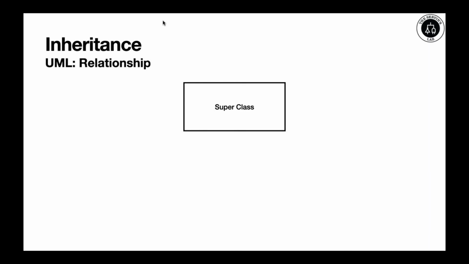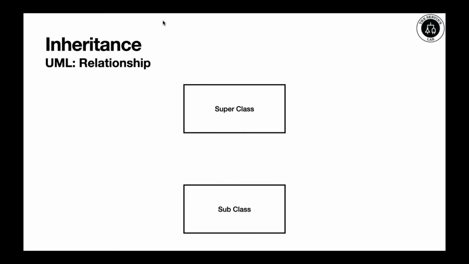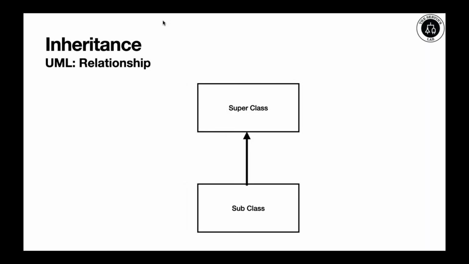As you probably remember, for the relationship that we have in inheritance, we must have a superclass and a subclass. The feature here is that the subclass inherits attributes from the superclass, and we denote it in a UML diagram by using this arrow.